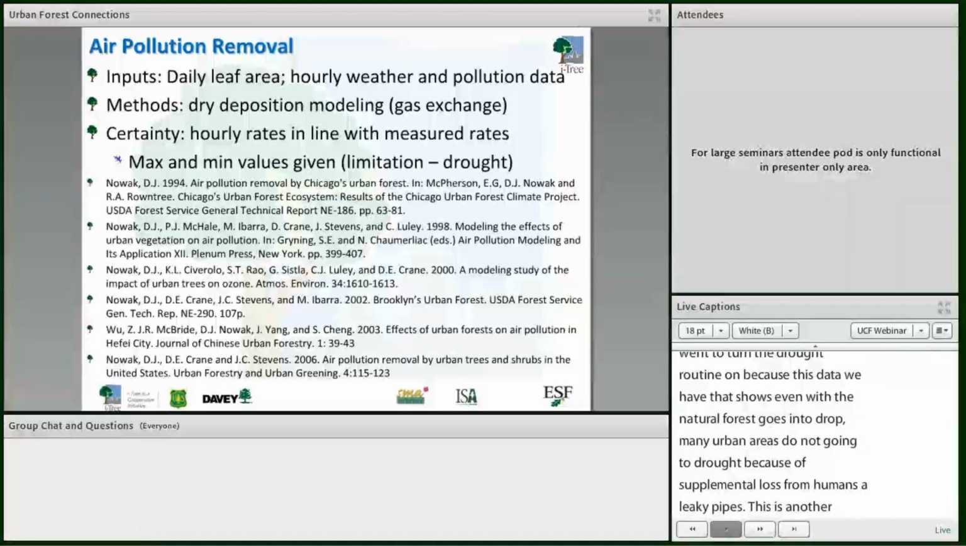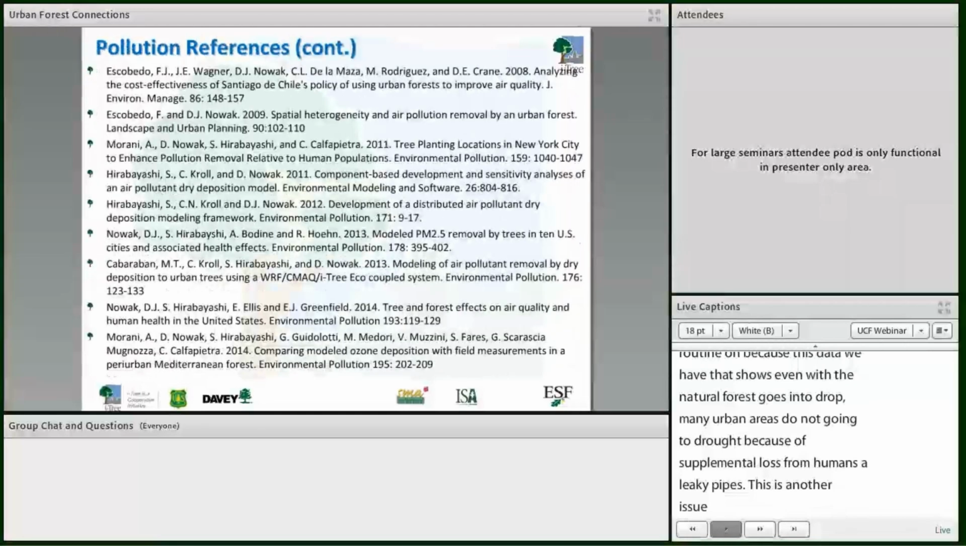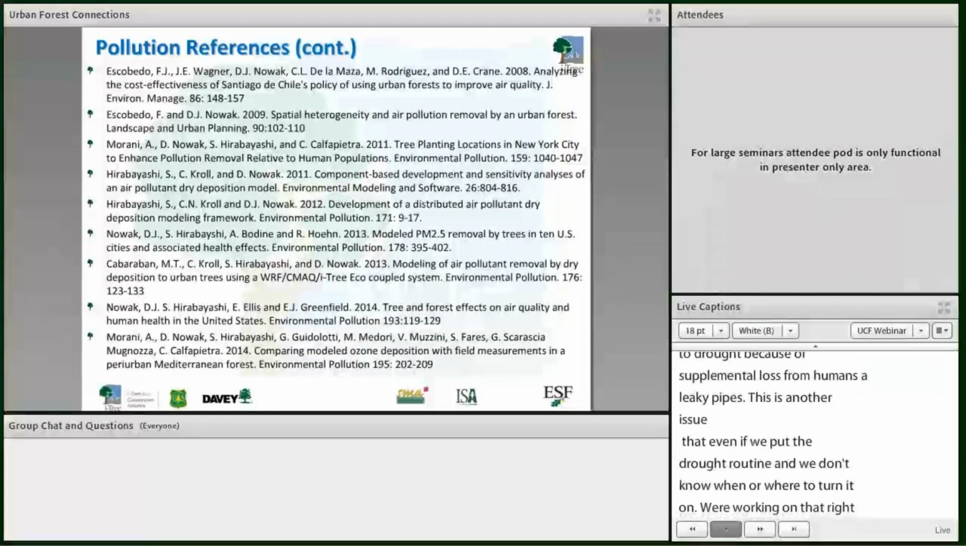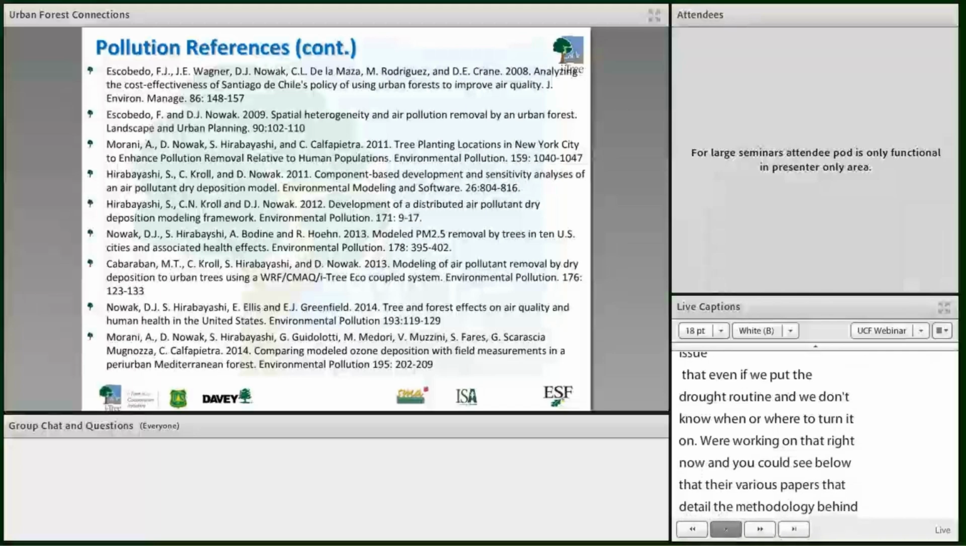And you can see below that there are various papers that detail the methodology behind that. But we're pretty good on the hourly rates of removal lining up with the data. And so we're pretty confident with this model. And you see there's a bunch of papers here that document the methods or the outputs from these various models.